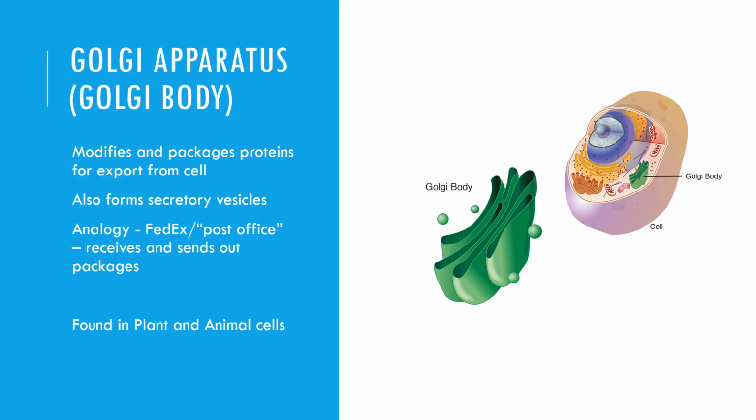The Golgi apparatus can be compared to FedEx or the post office because its job is to receive packages and then send them out or export them from the cell. The Golgi apparatus will be found in both plant and animal cells.